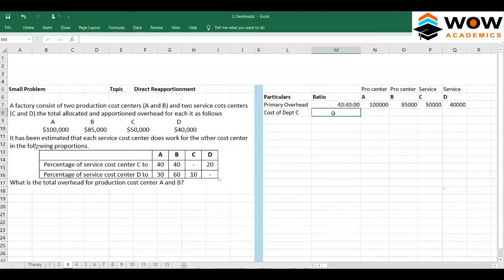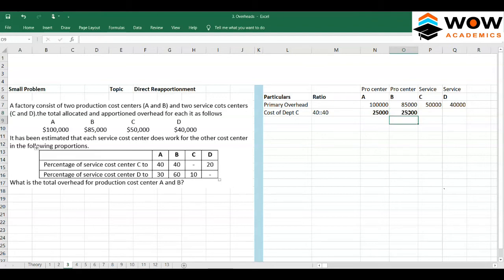So that is 40 is to 40. Once you consider this, the 50,000 into 40 divided by the total, which is 80, gives the amount for A. We do the same thing for B: 50,000 into 40 divided by 80.